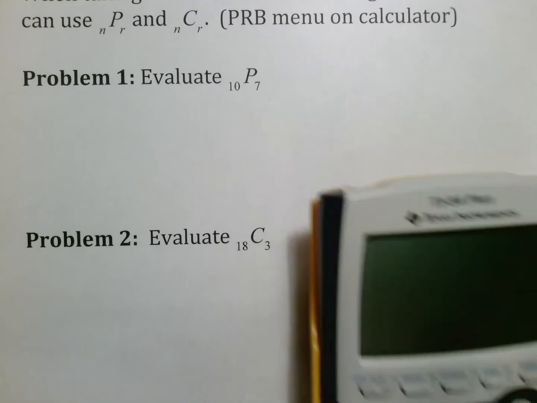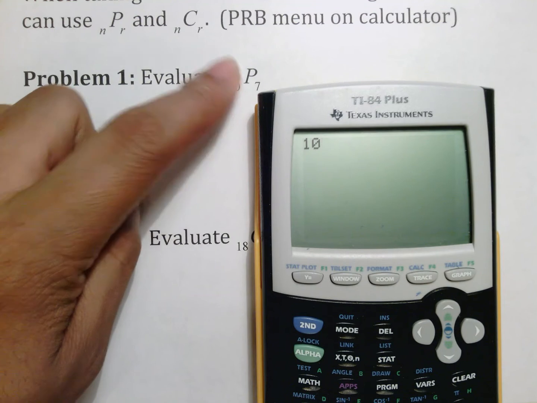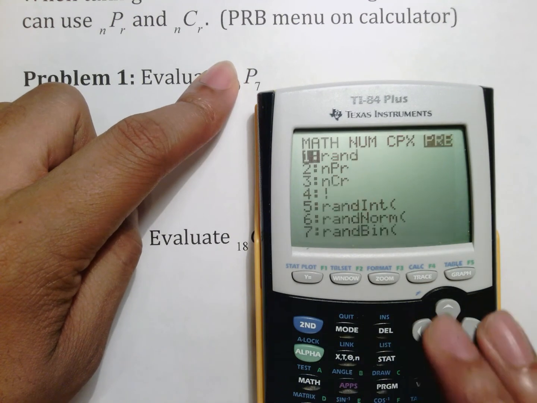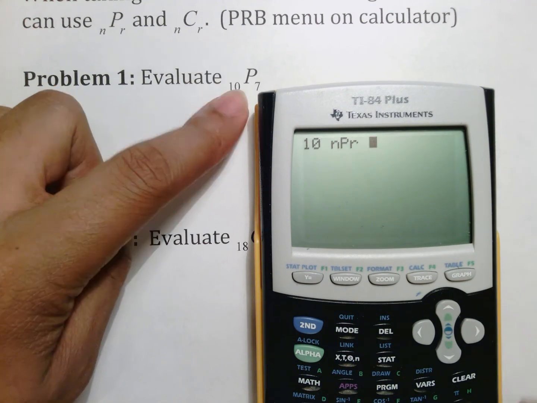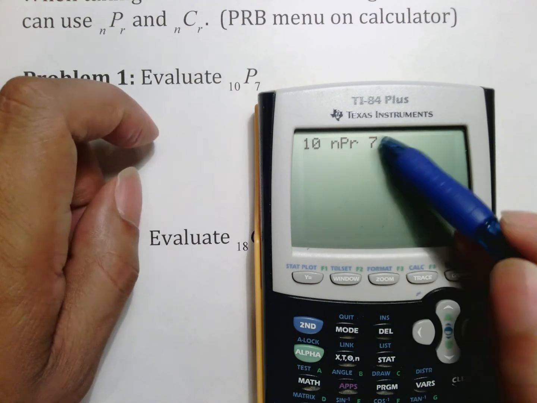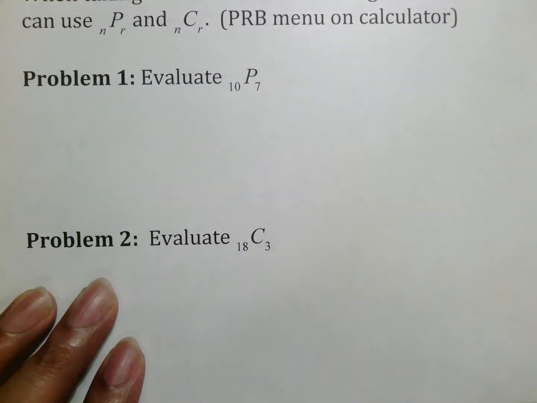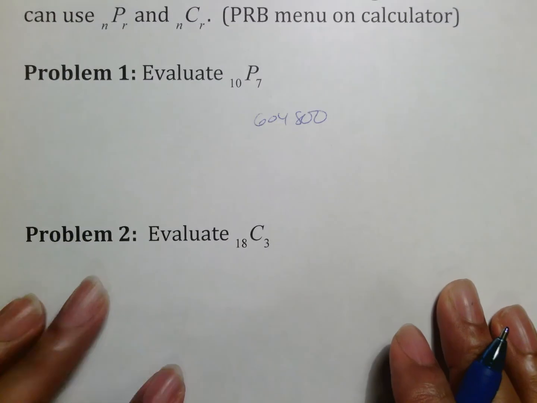But how do you evaluate 10P7? Well, first off, you type in what you see first, a 10, and then you want to choose 10P7. So you go to your math menu, go to your probability, select nPr, and then type in what you want. So this would be 10P7 there, which gives me the answer of 604,800. And that is how you do nPr.